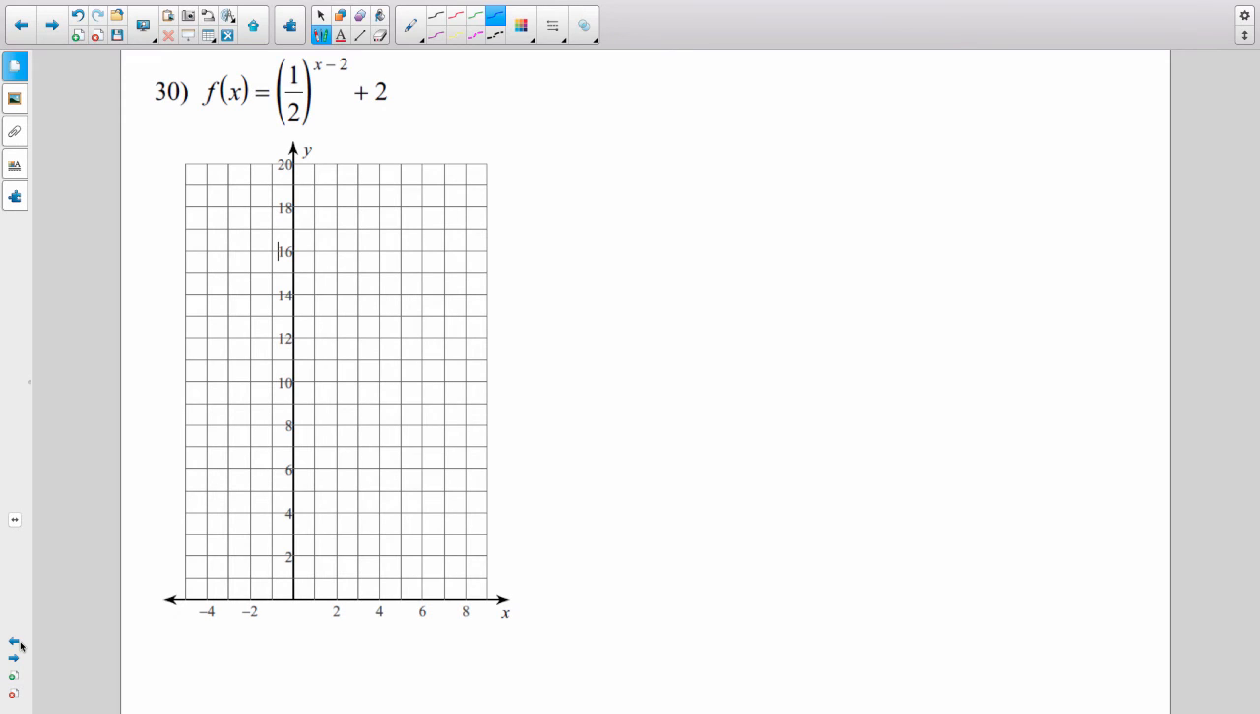I like question 30 because it shows a decreasing function. We said that if this parent function had a value less than 1, it would be decreasing. So I just wanted you to take a look at this. It's very, very much like the previous question. The only difference is it decreases. Like this.